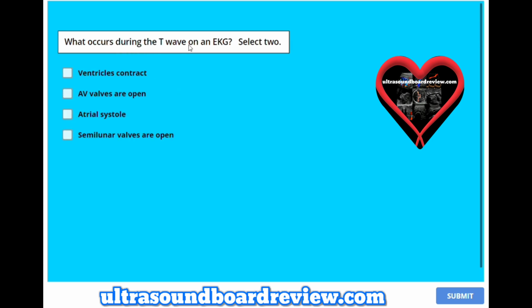What occurs during the T wave on the EKG? And select 2. Ventricles contract, AV valves are open, atrial systole, semilunar valves are open. The answers are semilunar valves are open and ventricles contract.